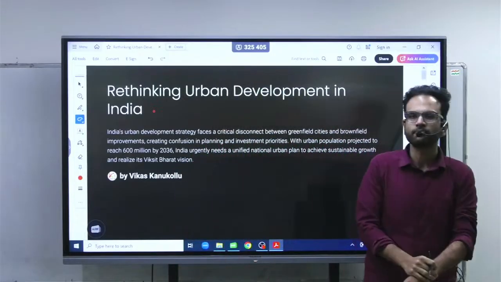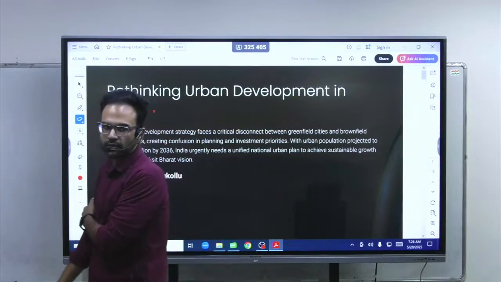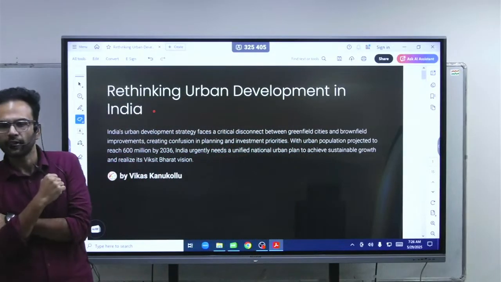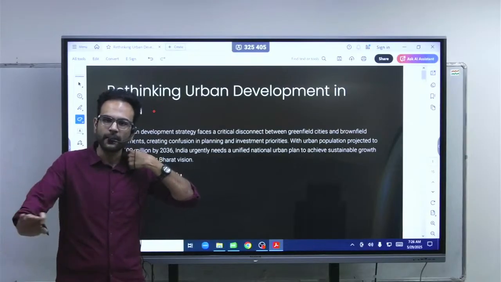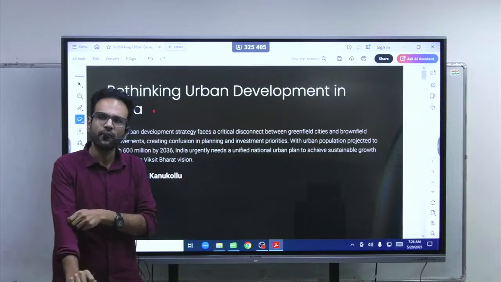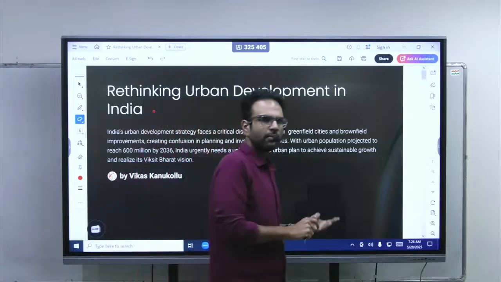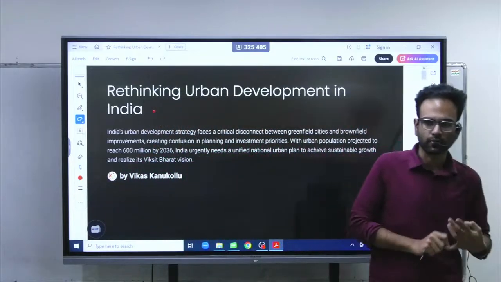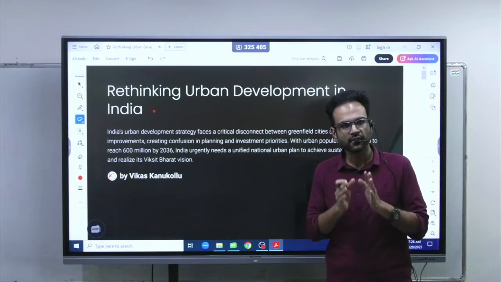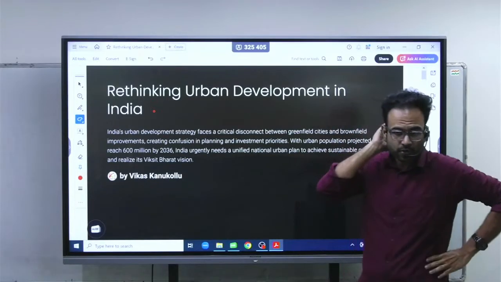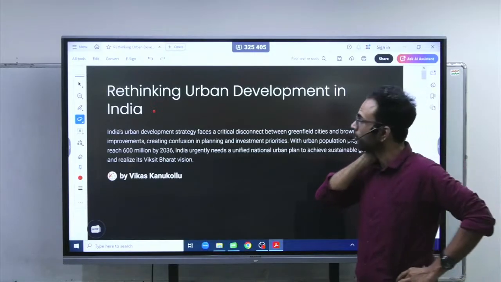Okay, the theme that we'll be discussing today is the need for planning our urban agenda. The theme is urbanization, and we'll be looking at the theme of urbanization from GS1, GS2, GS3, and some ethical aspect also. Okay, four different papers, same theme, different dimensions. Okay, this is the context of our discussion today.